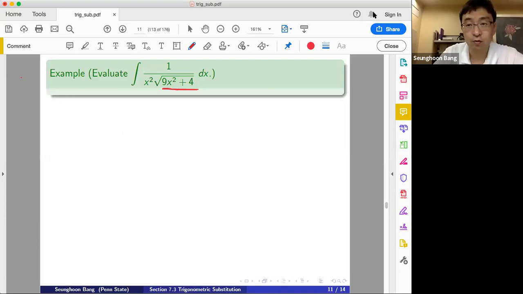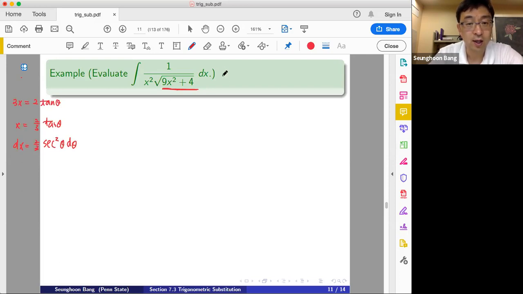So going back to our slides again. So we have 3x equals 2 tangent theta. You can divide by 3. What is x? X equals 2/3 tangent theta. You can find dx. Dx equals 2/3 tangent theta prime, which is secant squared of theta d theta.